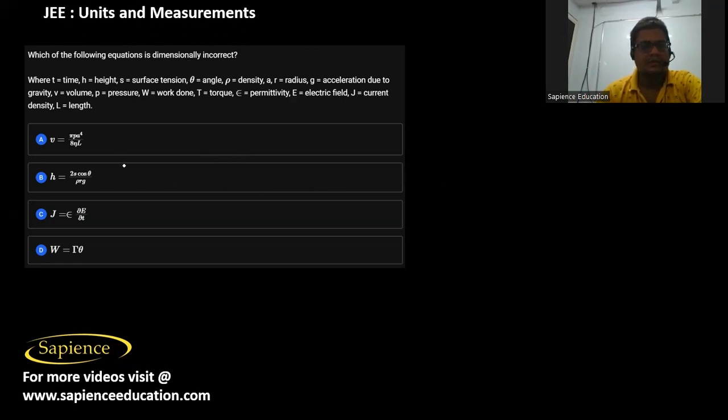So here it is told V. V is volume. So volume is, it is told, pi p a power 4 by 8 eta L.